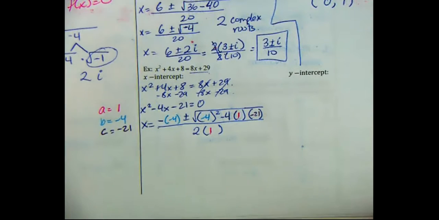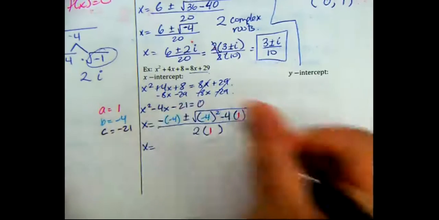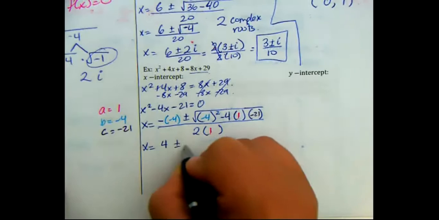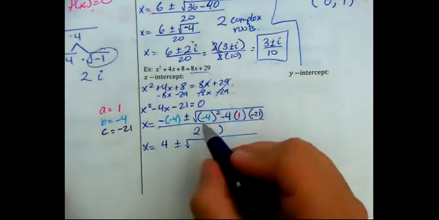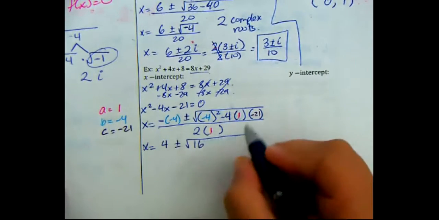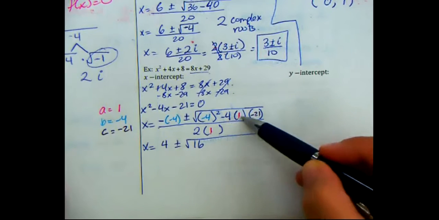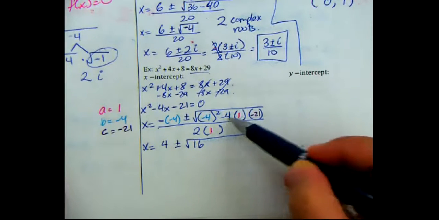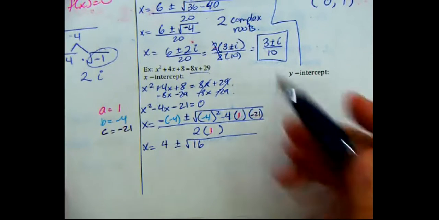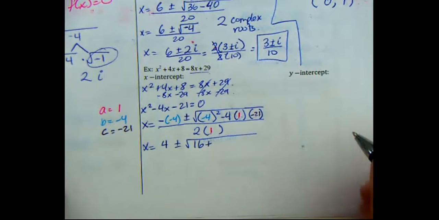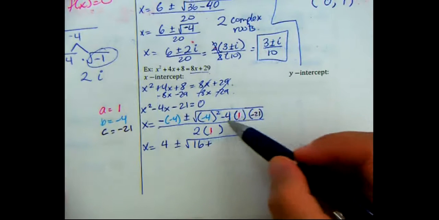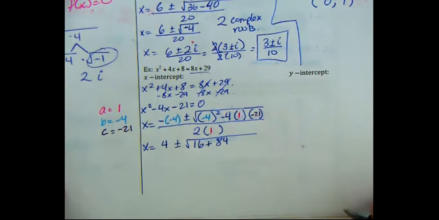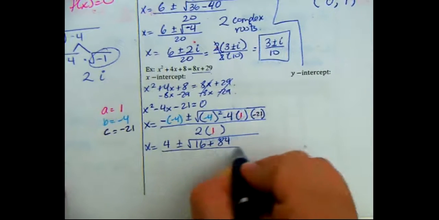So now we go through and we start simplifying. Okay. -4, change that to a +4, plus or minus the square root. -4 squared is 16. Over here I have -4 times 1 times -21. So negative times negative is going to make this positive. So this is going to change to a plus. So 4 times 1 times 21, that's going to give me 84, all over 2.